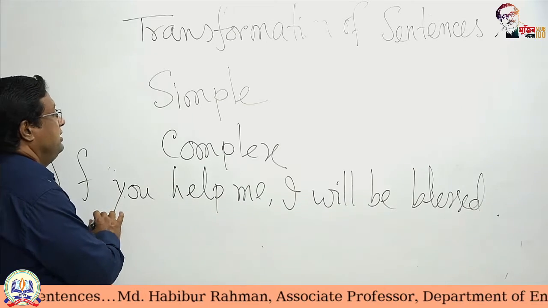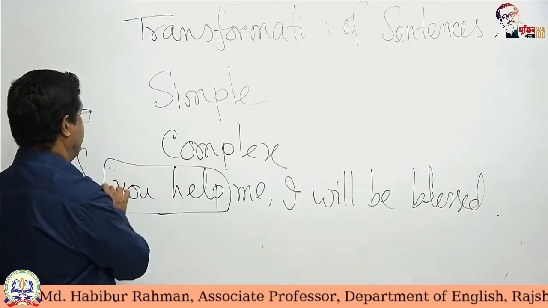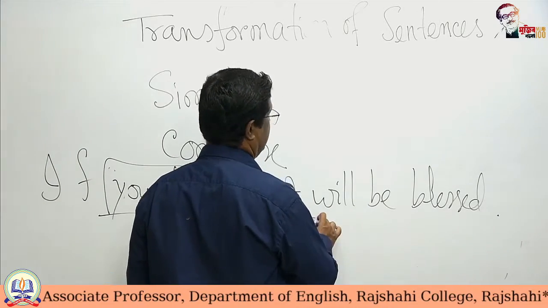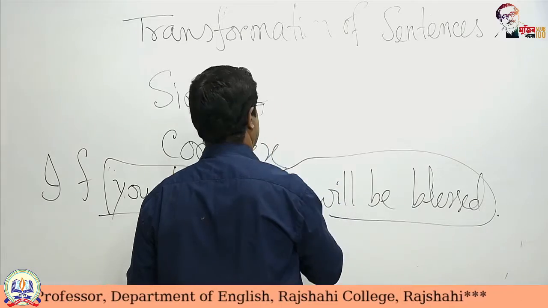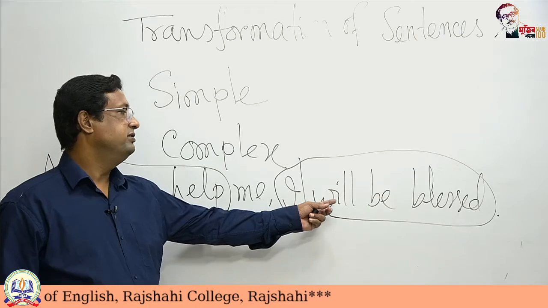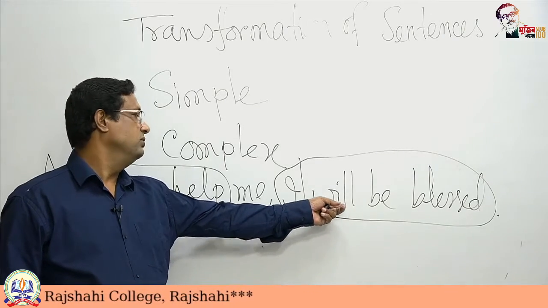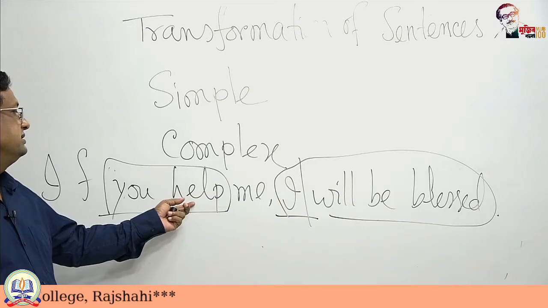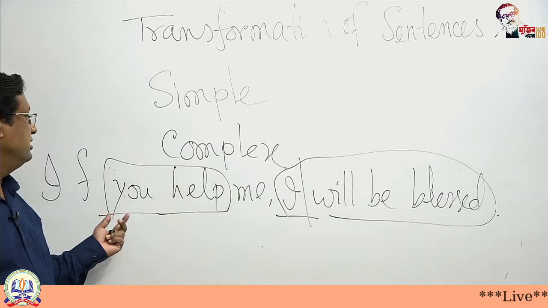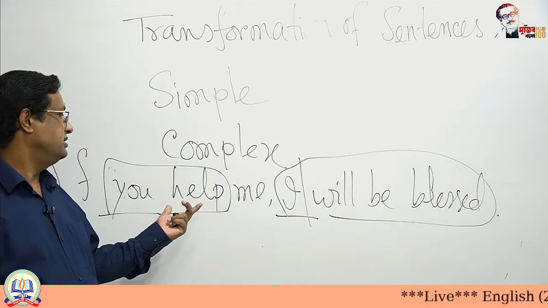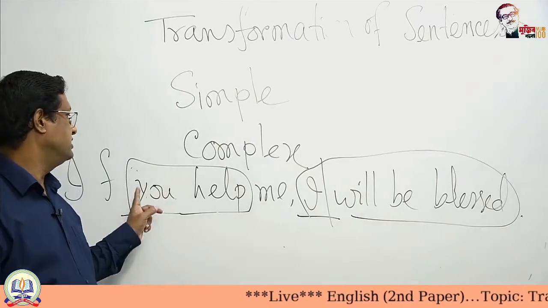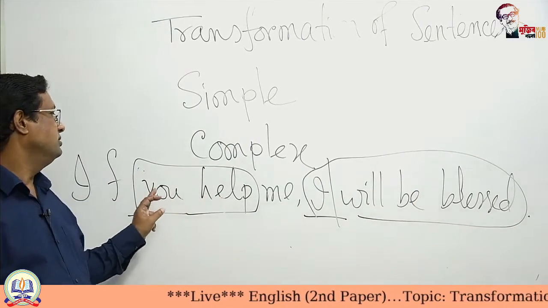If you help me: you is the subject, help is the finite verb. So there is a clause. Another is I will be blessed. I is the subject, will be blessed is the finite verb. This is in future tense, that is why we see will. The first is in present tense, that is why there is only the base form of the verb. In this way, finite verbs are dependent on tense, and also on the subject. It may change according to the subject.